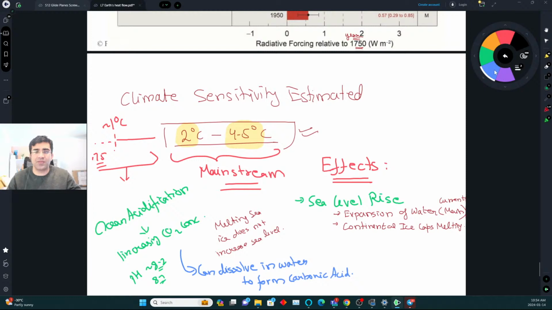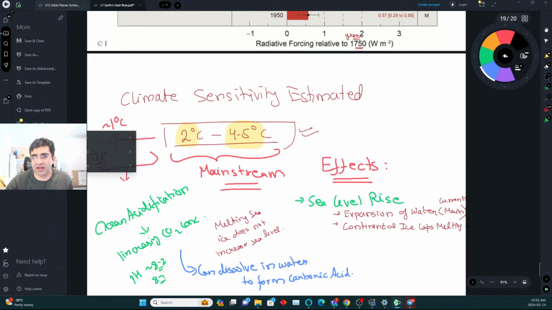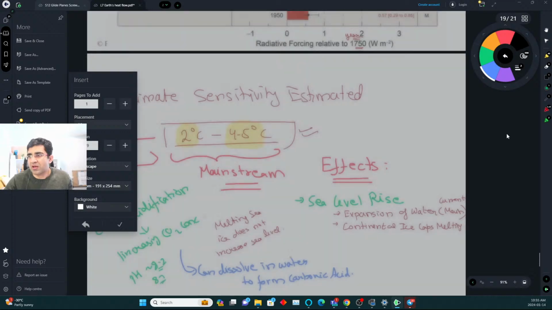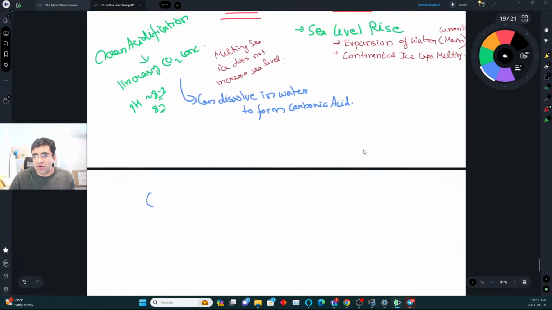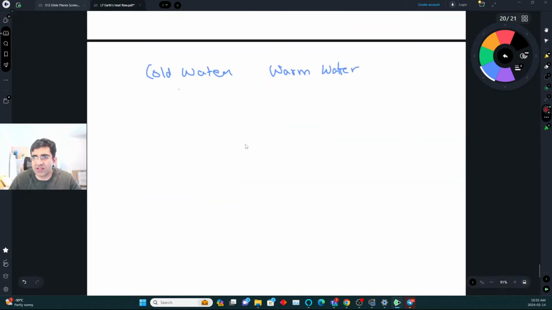Okay, and with increasing temperature, the amount of CO2 that you can dissolve in water changes. That is another effect, one of the feedbacks that you can write down. Cold water versus warm water: in which type of water do you think there is more dissolution of gases?